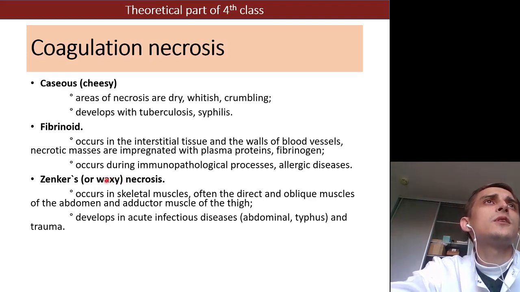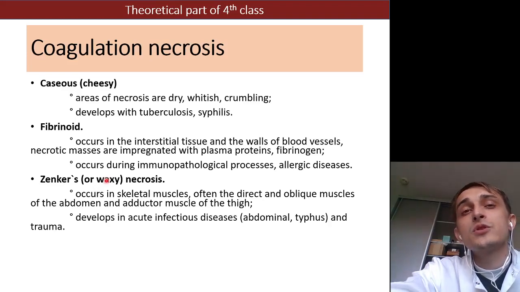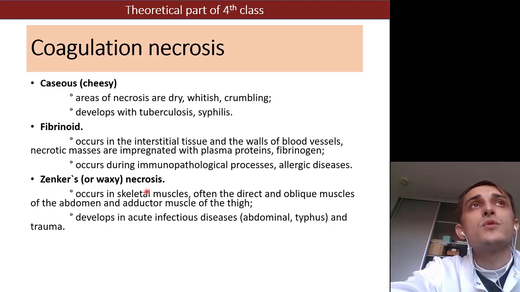It's typical for skeletal muscles, but it does not develop often. It happens as a result of some acute infectious diseases, for example, typhus, and sometimes we may see formation of waxy necrosis in case of trauma. The morphological view of the tissue will be like that: the tissue becomes solid, has a shine on the surface, and looks waxy.